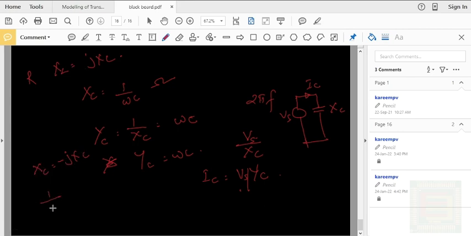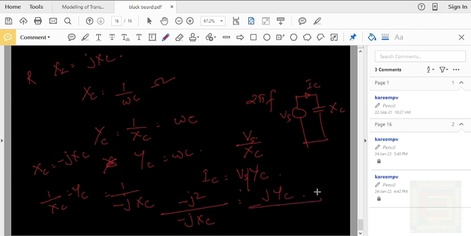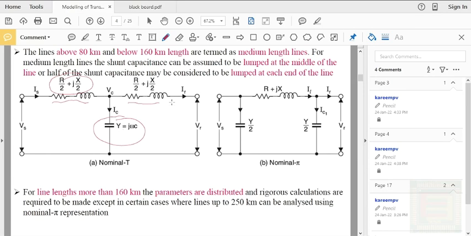So if you consider 1 by Xc, that is equal to Yc, that will be 1 by minus jXc. Here you can see that 1 is minus j square divided by minus jXc. So it will be j, and 1 by Xc is Yc, so it will be j Yc. That is how you are getting the shunt element in this representation as Y equal to j omega C.